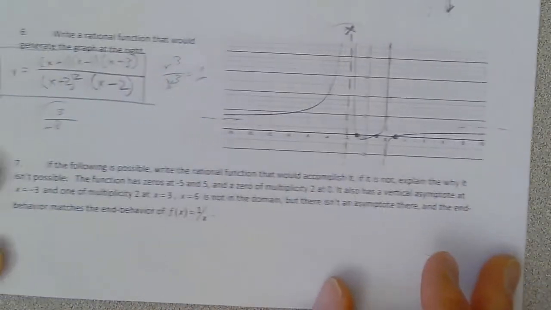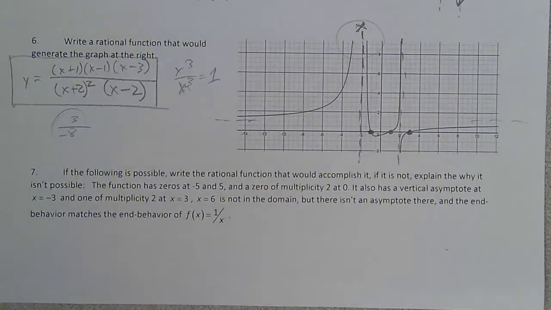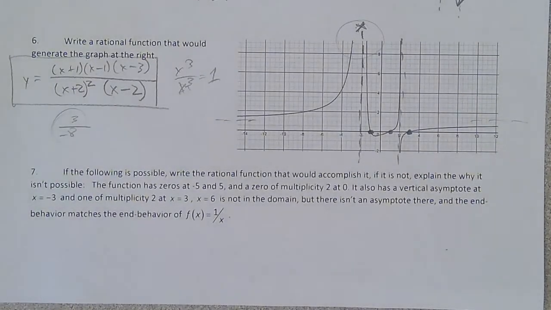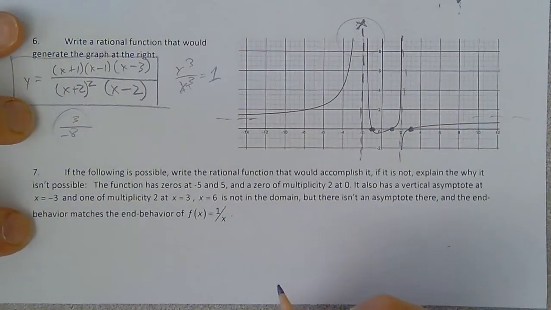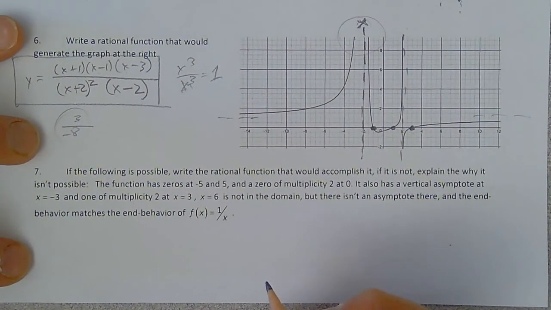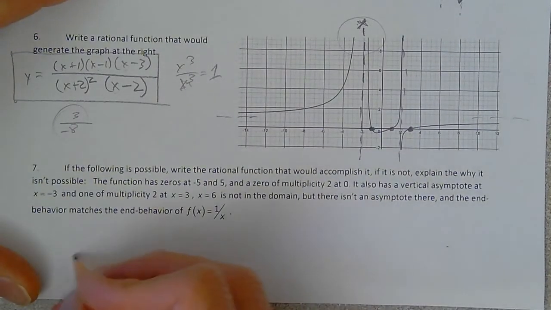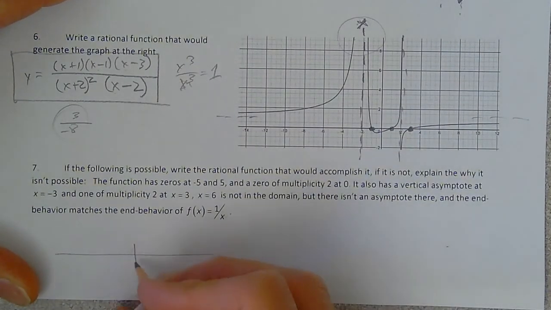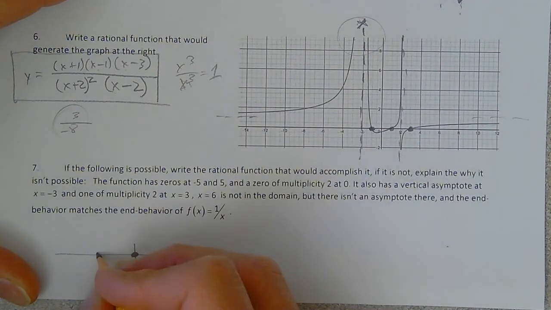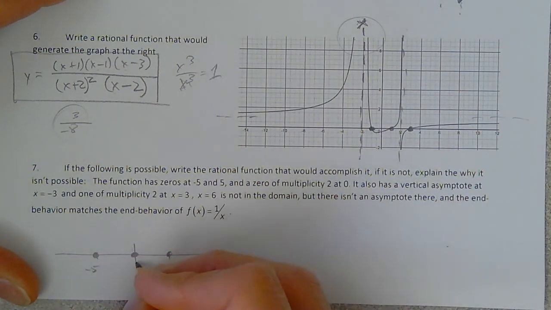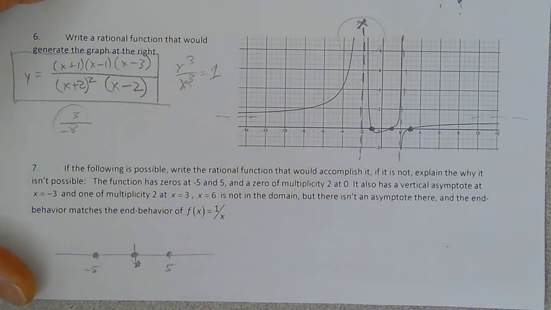All right. If the following is possible, then write a rational function that would accomplish it. If not, explain why it isn't possible. Okay, we have a function that has zeros at -5 and 5 and a zero of multiplicity 2 at 0. So we said this was -5 and 5 across here, and we've got something special going on there.